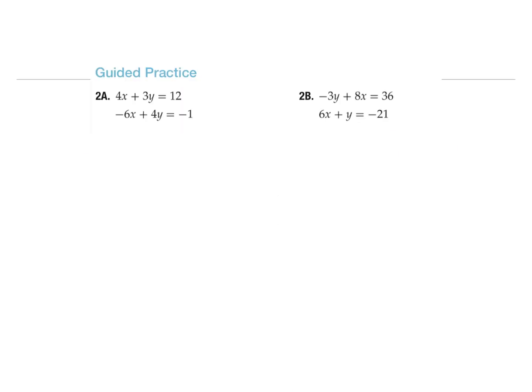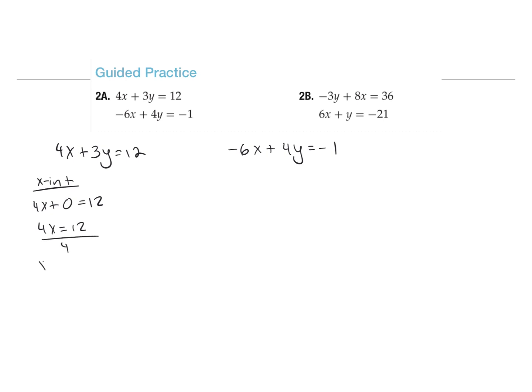So guys, I'm going to do 2a and 2b by solving for the intercepts. So I'm going to write the equations here. So if I want to solve for the x-intercept, I will plug in 0 for the y. So we get 4x is equal to 12. When I divide by 4, we're going to get x is equal to 3.